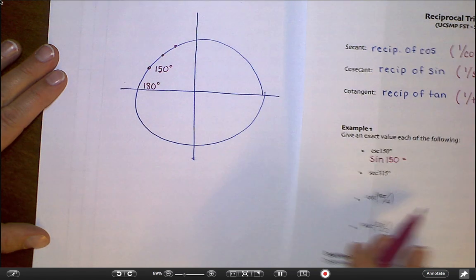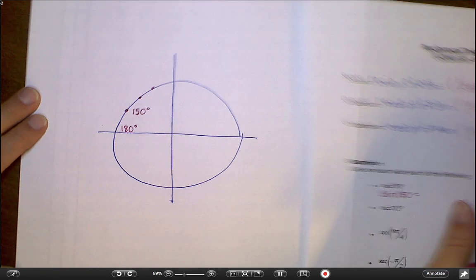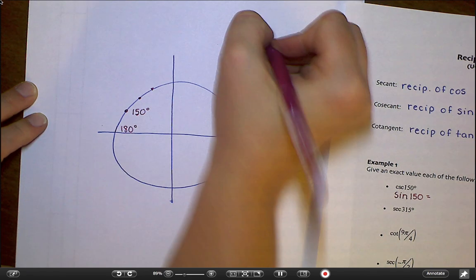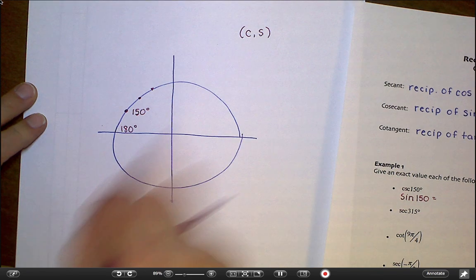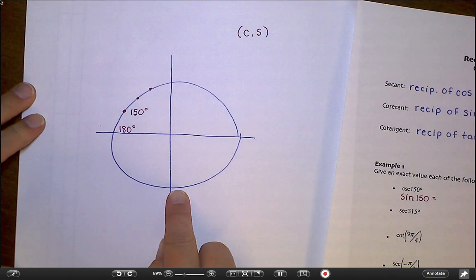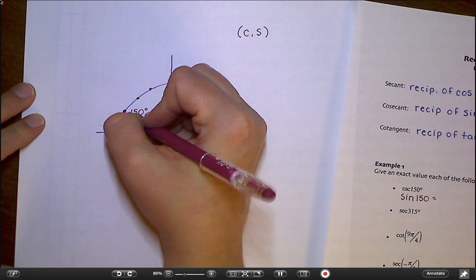And I need the sine value, which is the y-coordinate. Just to remind you, your coordinates are cosine, comma, sine. So I'm looking for the y-coordinate, which is the vertical value, right? The y-coordinate is always working up and down here. So what I really need to know is what's this length.